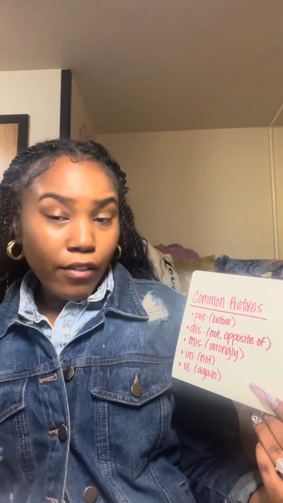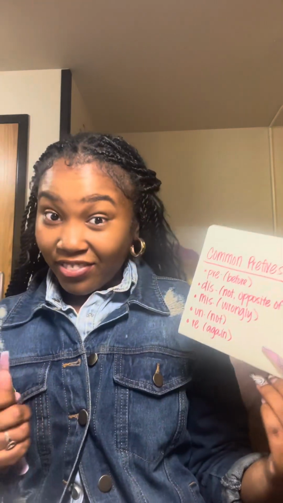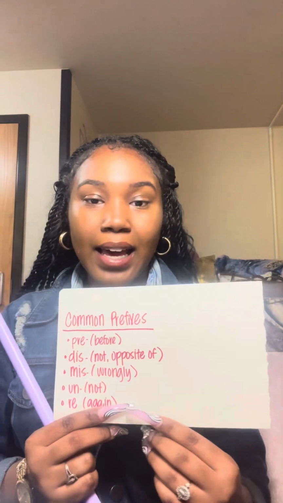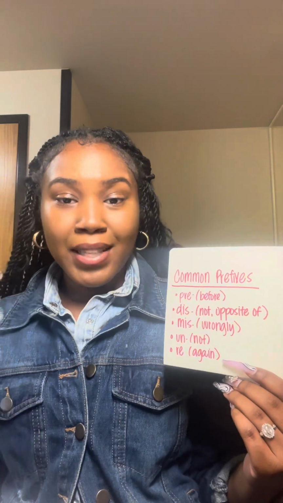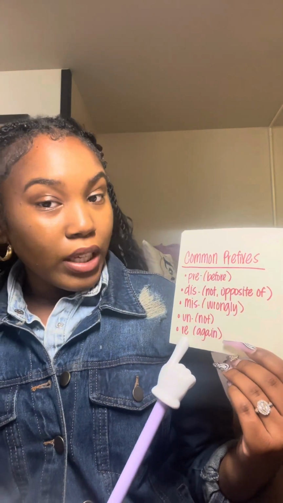So here I have a list of common prefixes. We have the prefix pre, which means before, such as in preheat, or prefix, or prepare. And we have dis, means not, or the opposite of, like disconnect. We have mis, means wrongly, as in mistake. We have un, as in not, as in untouched or untouchable. See how we added a suffix at the end of that word. We have re, which means again, as in recook or reread.